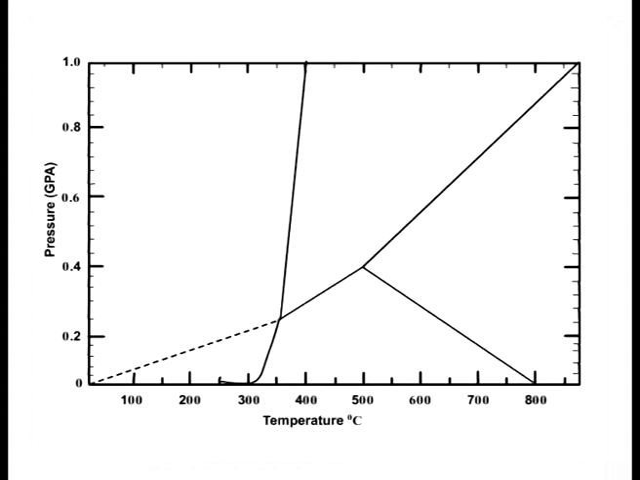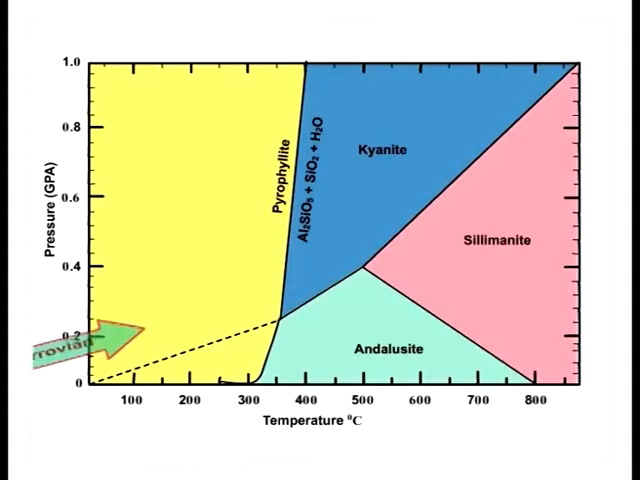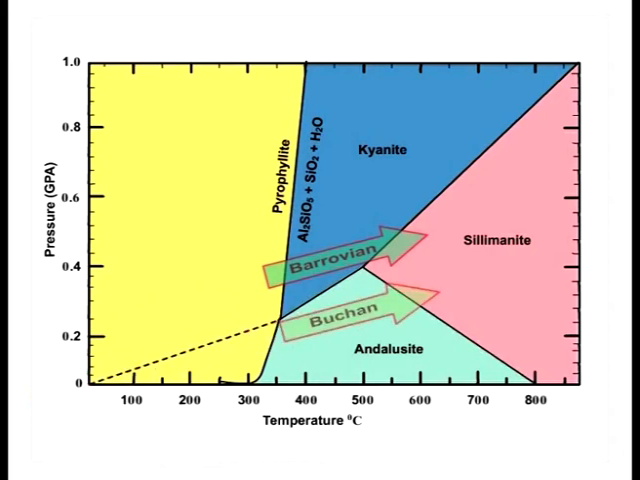Richardson et al. in 1968 found the triple point at 620 degrees centigrade, 5 kilobar. Newton in 1966 found the triple point at 500 degrees centigrade, 4 kilobar. Holdaway in 1975 found the triple point at 501 degrees centigrade, 3.76 kilobar.